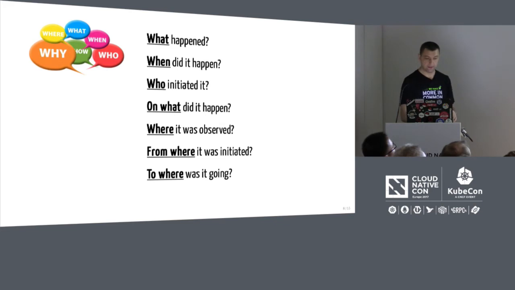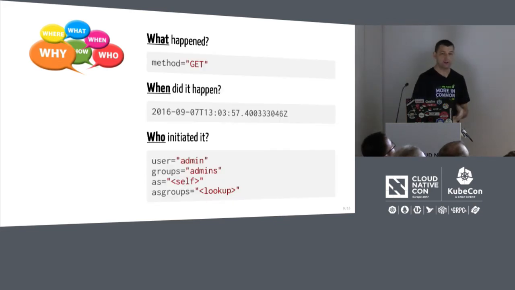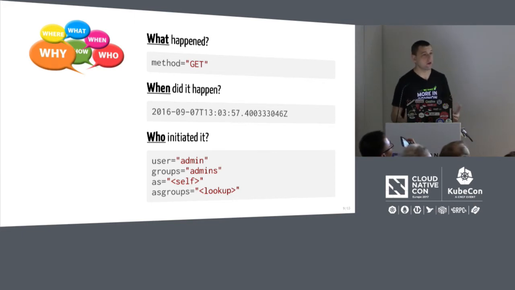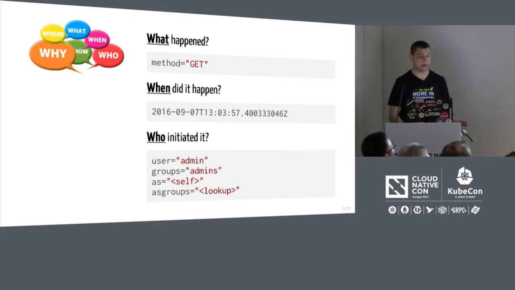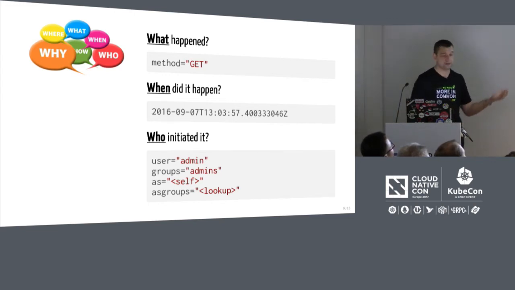Now, let me map those questions to the current audit log that we have. What happened? We obviously log the HTTP method that happened. That will be get, delete, post, put, what else do we do? Watch, list. We do that. When did it happen? Well, obviously there's a timeout. There's information about when the request came in and when the response was sent out.